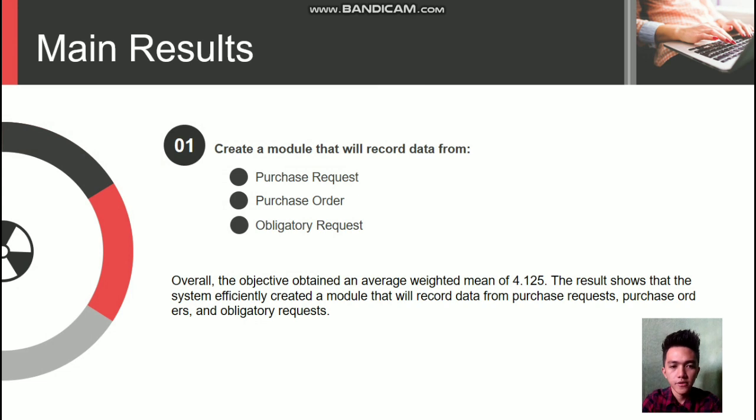So number 1, create a module that will record data from purchase request, purchase order, obligatory request. So the overall results of this objective is obtain an average weighted mean of 4.125. The result shows that the system efficiently created a module that will record data from purchase request, purchase order, and obligatory request.